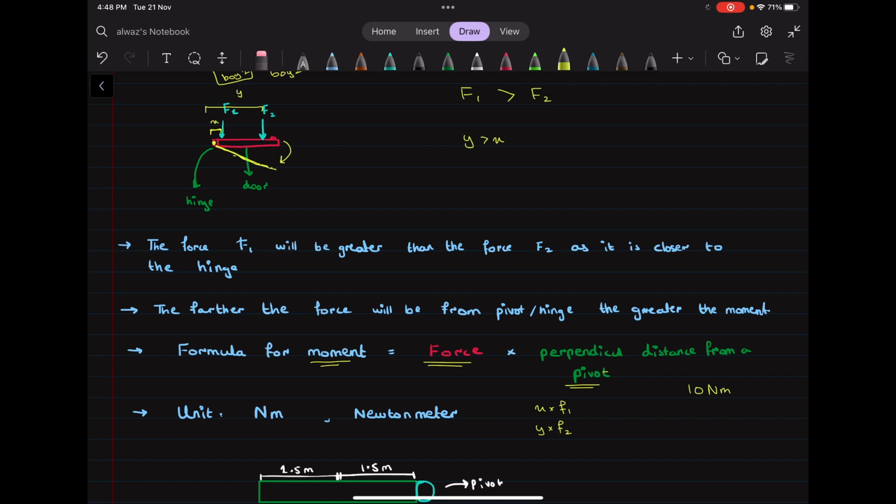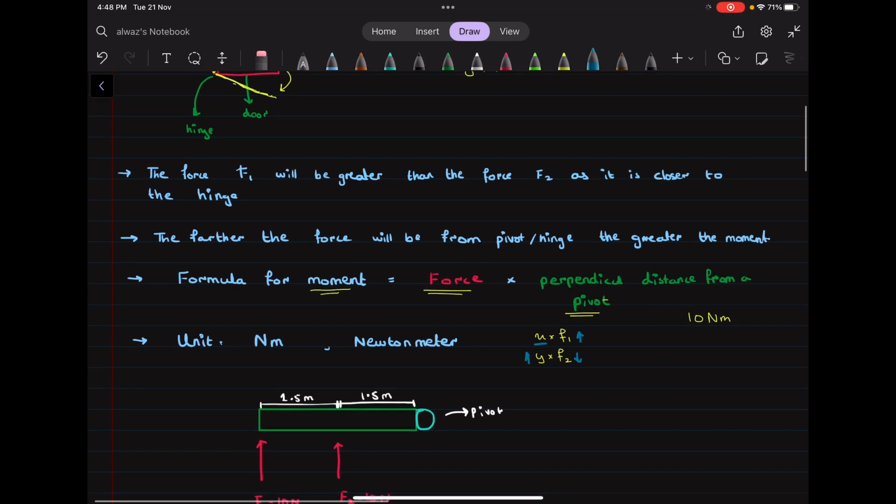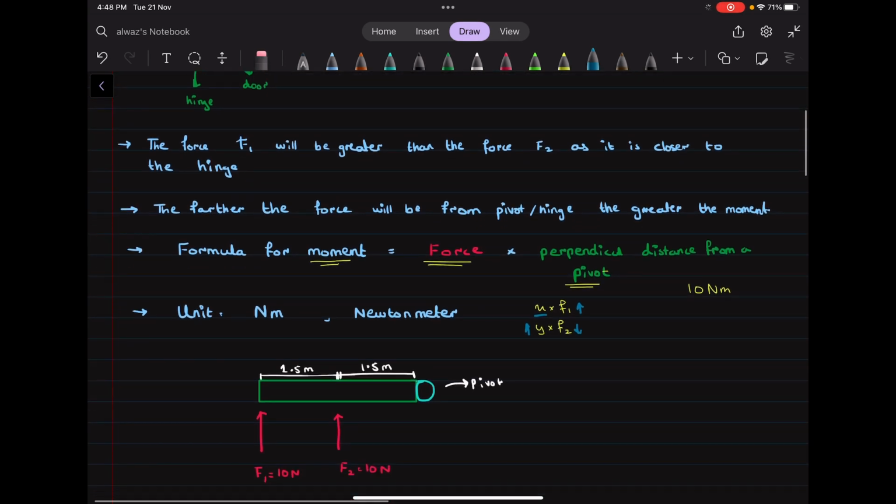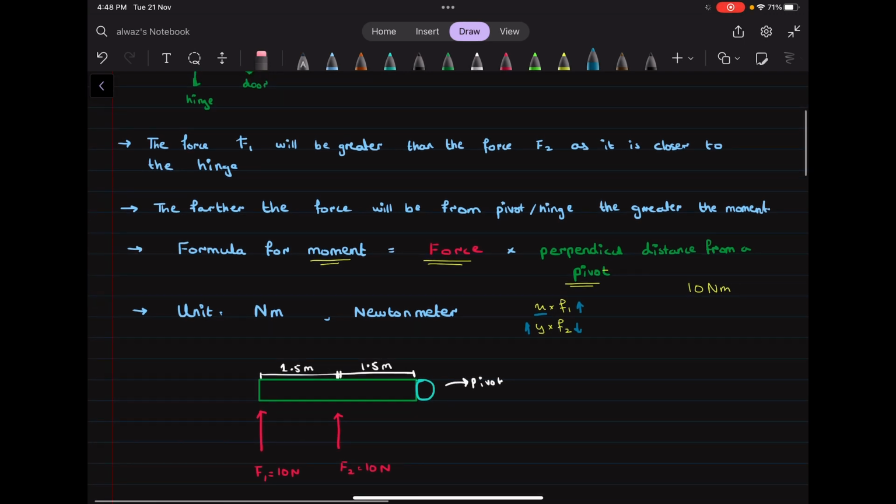Since the perpendicular distance for boy 1 is shorter, he will need a bigger force, and the distance is larger for boy 2. This y distance is larger, so he'll need a smaller force. As we do more examples, this will become much clearer. What we need to know for now is that the unit for moment is Newton meters, or Nm.